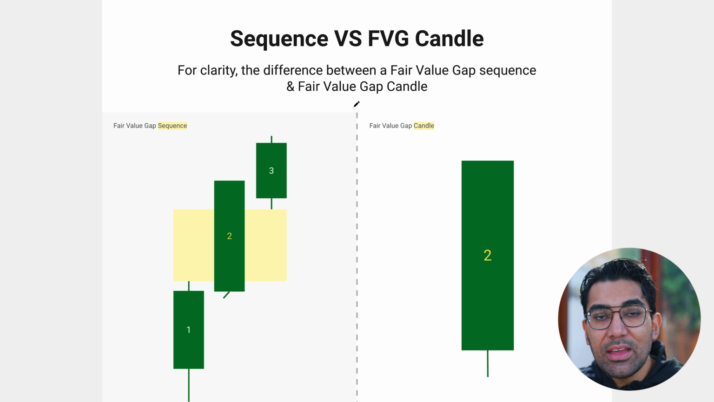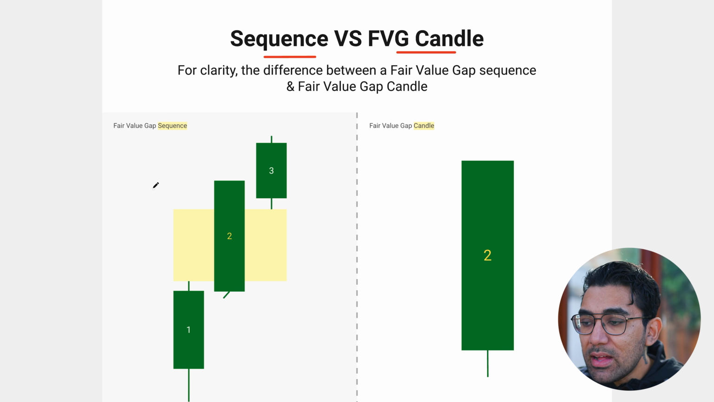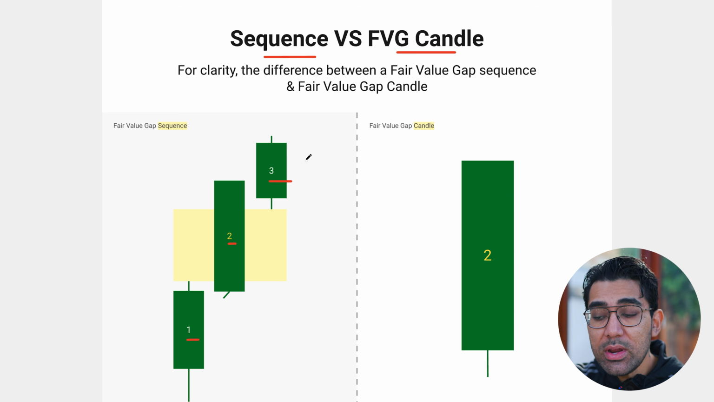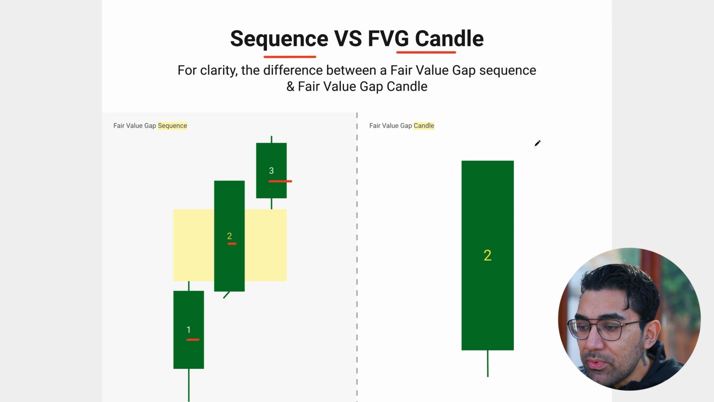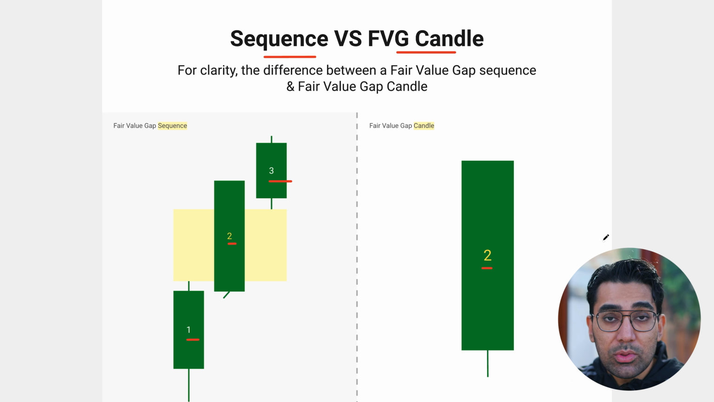And just to differentiate between a sequence and a candle: a fair value gap sequence is when you have the entire sequence of candles, so you've got candle 1, 2, and 3. When I refer to a sequence, I'm referring to all three candles printing on the chart. The fair value gap candle is just candle number 2, the candle on its own. So it's very important to understand that distinction between the two things.